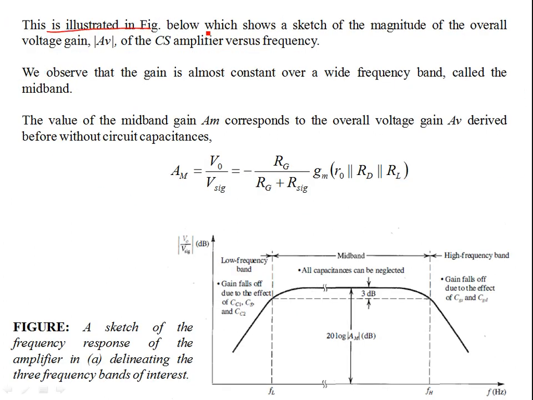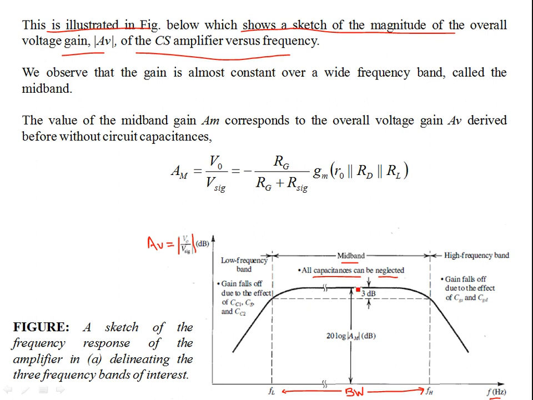This is illustrated in the figure below, which is a sketch of the magnitude of the overall voltage gain AV of the CS amplifier versus frequency. This is the magnitude of the voltage gain AV, the ratio of output voltage to signal voltage, versus the frequency in hertz. This is the 3 dB bandwidth of operation, where the gain is within 3 decibels of AM, which is the midband gain. Midband gain is where you can neglect all the capacitances, so that should be considered for the design of linear amplifiers.